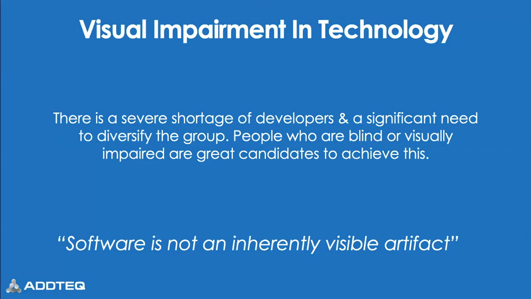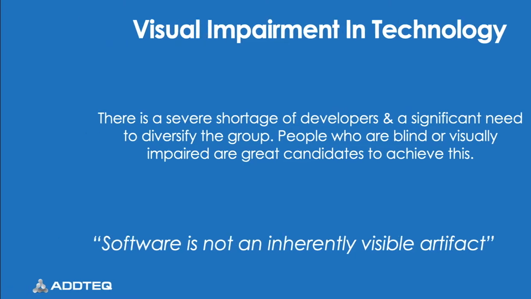In the US and around the world, there is a big shortage of software developers to design, build, and maintain the software that is increasingly critical to our day-to-day lives. At the same time, currently software developers are a largely homogeneous group, and so diversifying this group could really yield significant benefits. People who are blind or visually impaired are really great candidates to fill this shortage and diversify the software development workforce. Since software is not an inherently visible artifact, a lack of sight should not prevent blind software developers or put them at a disadvantage, as long as they have accessible tools.